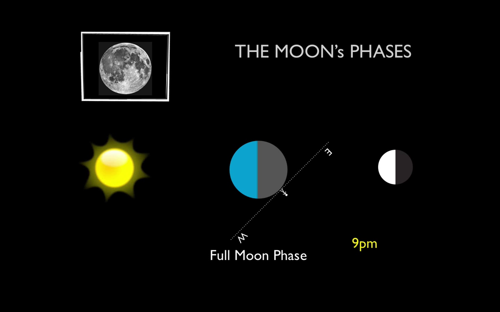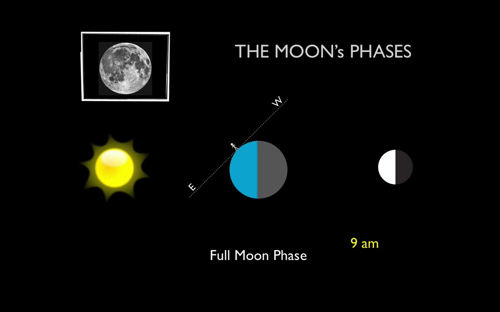At 9 p.m., it'll be low on the eastern sky. At midnight, it'll be straight overhead, a bright full moon above your head, whereas the sun is right below your feet. At 3 a.m., the moon moves towards the western horizon, and at 6 a.m., the moon sets below the western horizon just as the sun rises in the east. At 9 a.m., the sun is again higher on the eastern horizon, and the moon is below the horizon and not visible.